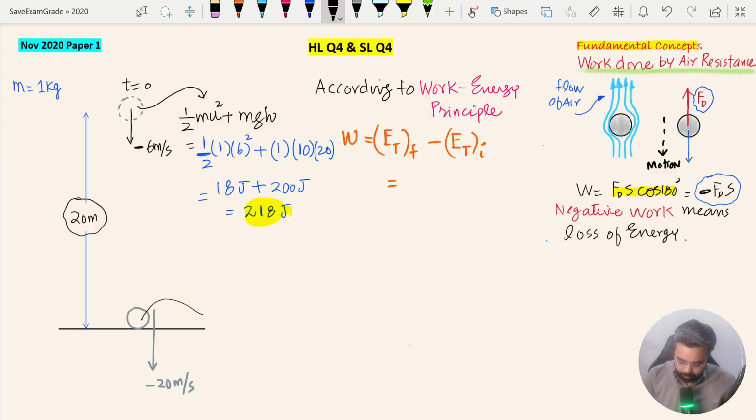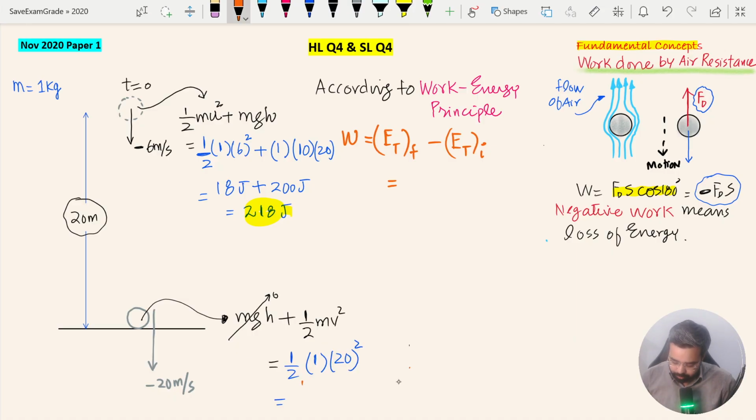When it's just about to hit the ground, at this point the potential energy has become 0, but it has the kinetic energy. So how much is the kinetic energy? 400 over 2 is equal to 200 joule. So let's find out the final answer. That is 200 joule minus 218 joule.